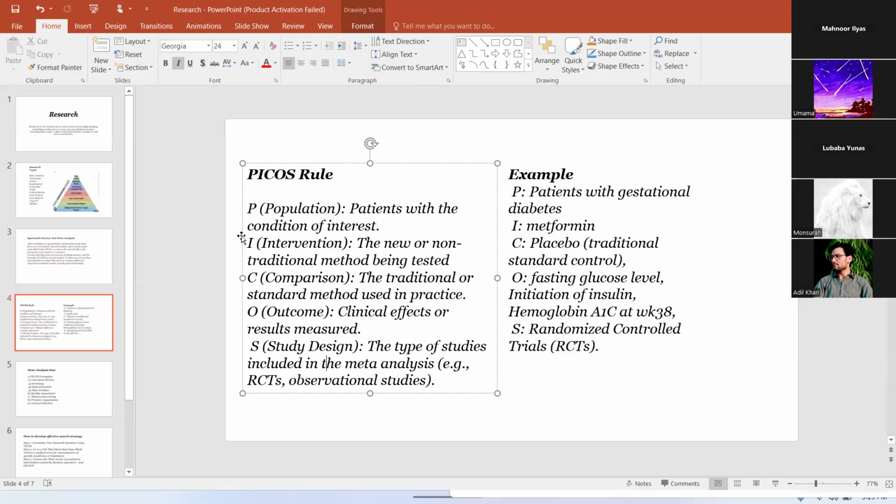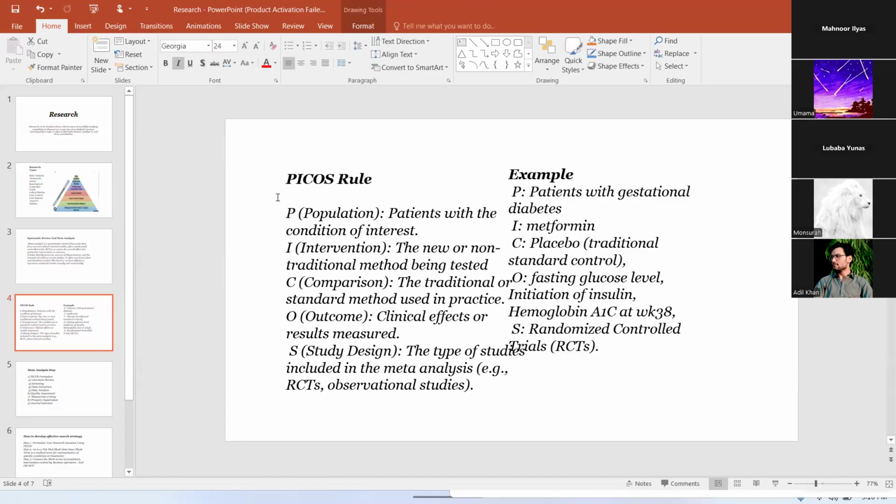Maybe this is overwhelming right now, but you will understand this by the end of the lecture, right? Then S means study design. As I told you before, we can do a meta on RCTs and we can do it on observational studies. So before you conduct a meta, you have to set your PICO. What is your PICO?